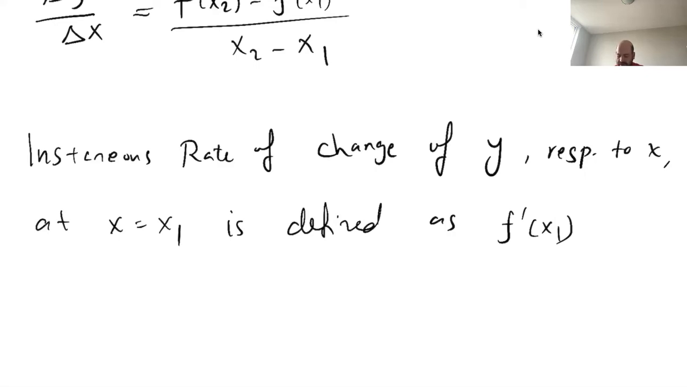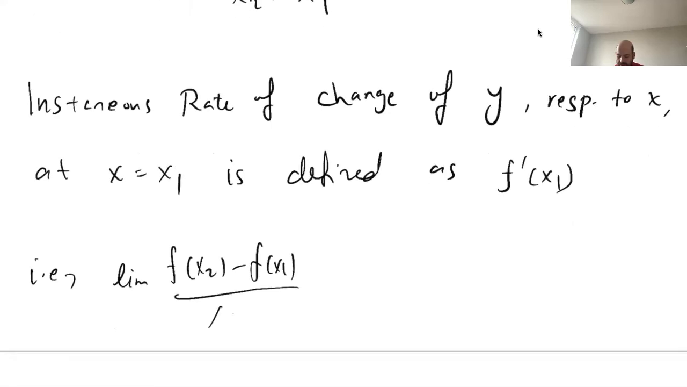which can be written as the limit of f of x2 minus f of x1 over x2 minus x1 as x2 approaches x1, or we can also write it as the limit of delta y over delta x as delta x approaches 0.